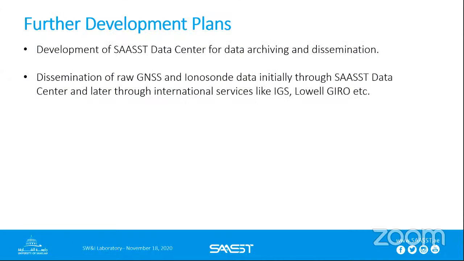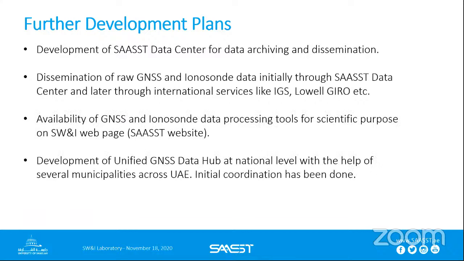So this is what we are doing now, and what are the plans for the future. The first thing is that we have to develop a data center, because we are currently targeting two major dissemination bodies, which are representatives of the global data centers. One of them is IGS, the International GNSS Service, which collects data from all GNSS receivers around the globe and reports them at one archive, freely available for all the researchers around.